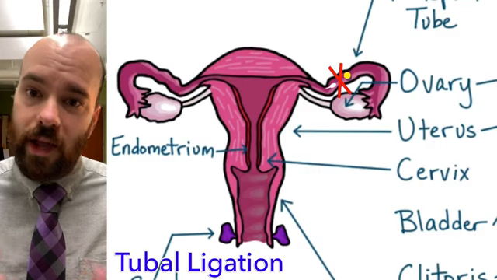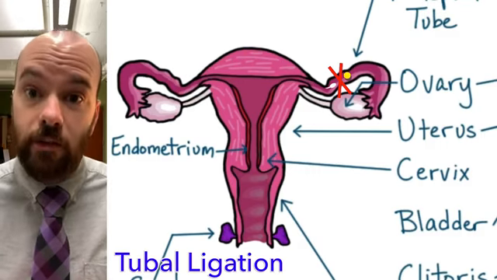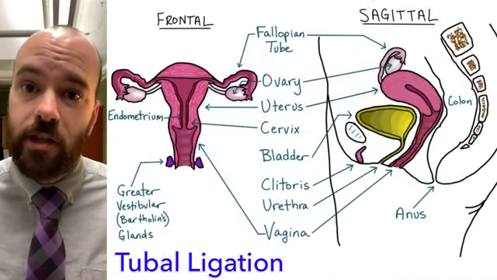The ovaries are surrounded by lots of blood vessels, and those hormones enter directly into the bloodstream from the ovaries via those blood vessels. Ovulation still occurs, menstruation still occurs. The main difference is that fertilization can't occur.